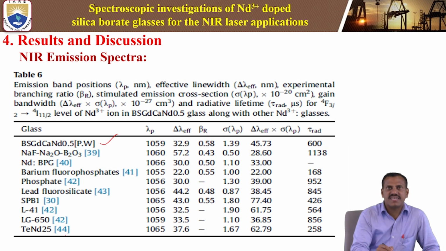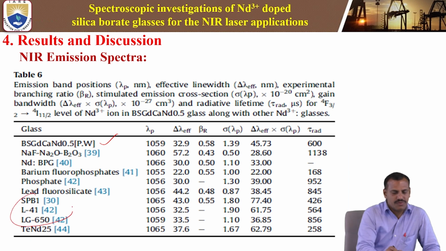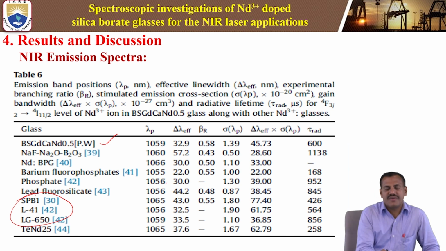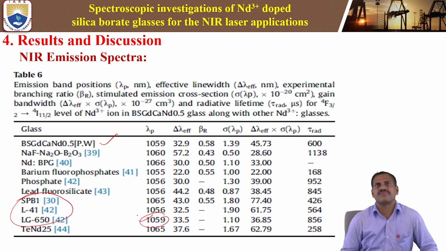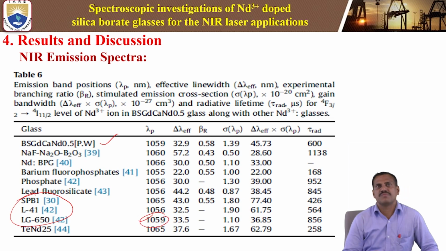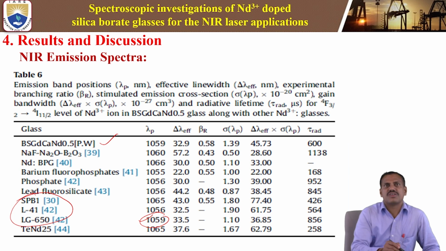The remaining are commercial glasses, LG azure and LG 650. These are commercially prepared glasses, the laser glasses available in the market. They show near infrared emission wavelengths of 1065, 1056 and 1059. So in our glass also we are getting 1059. This is highly suitable, like the LG 650, which is reference number 42. Both are similar.